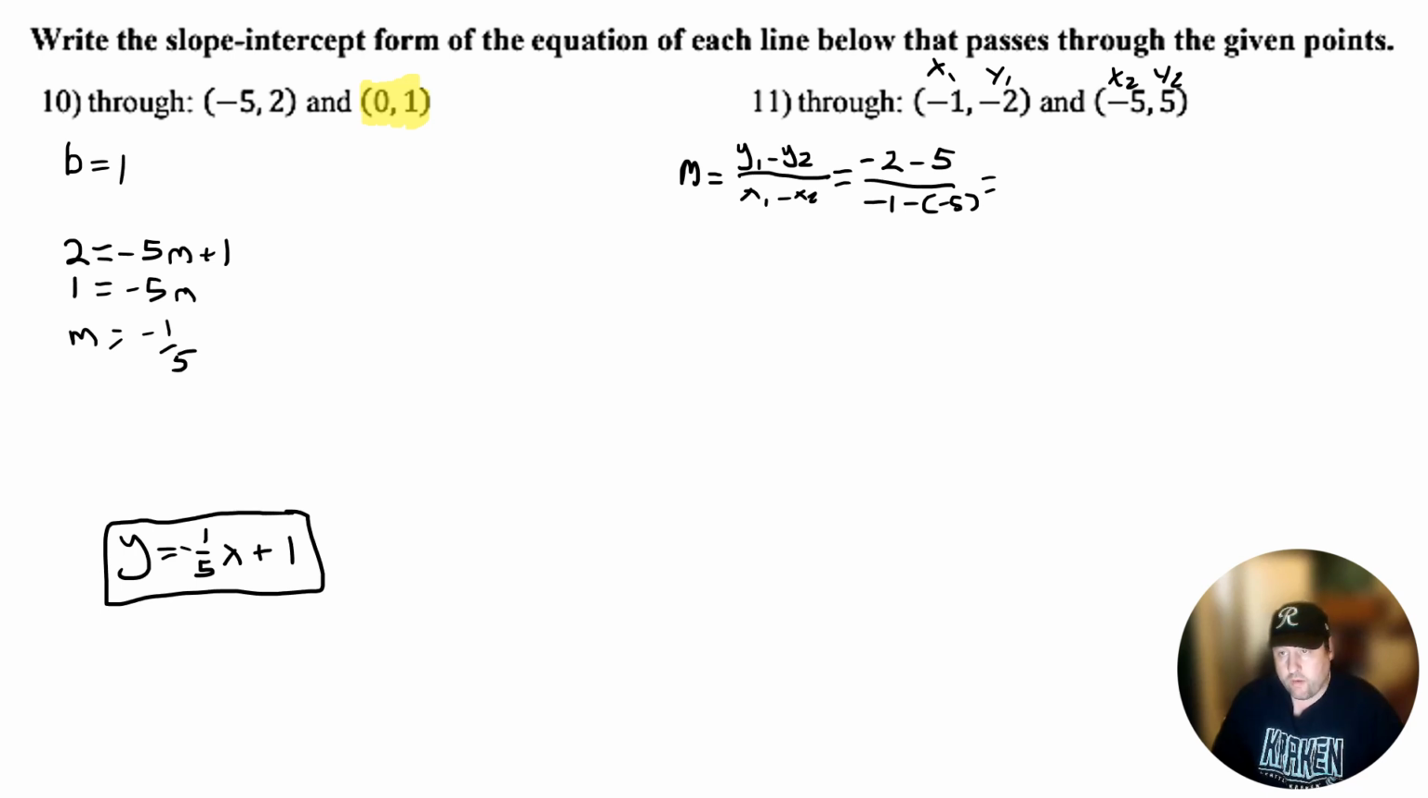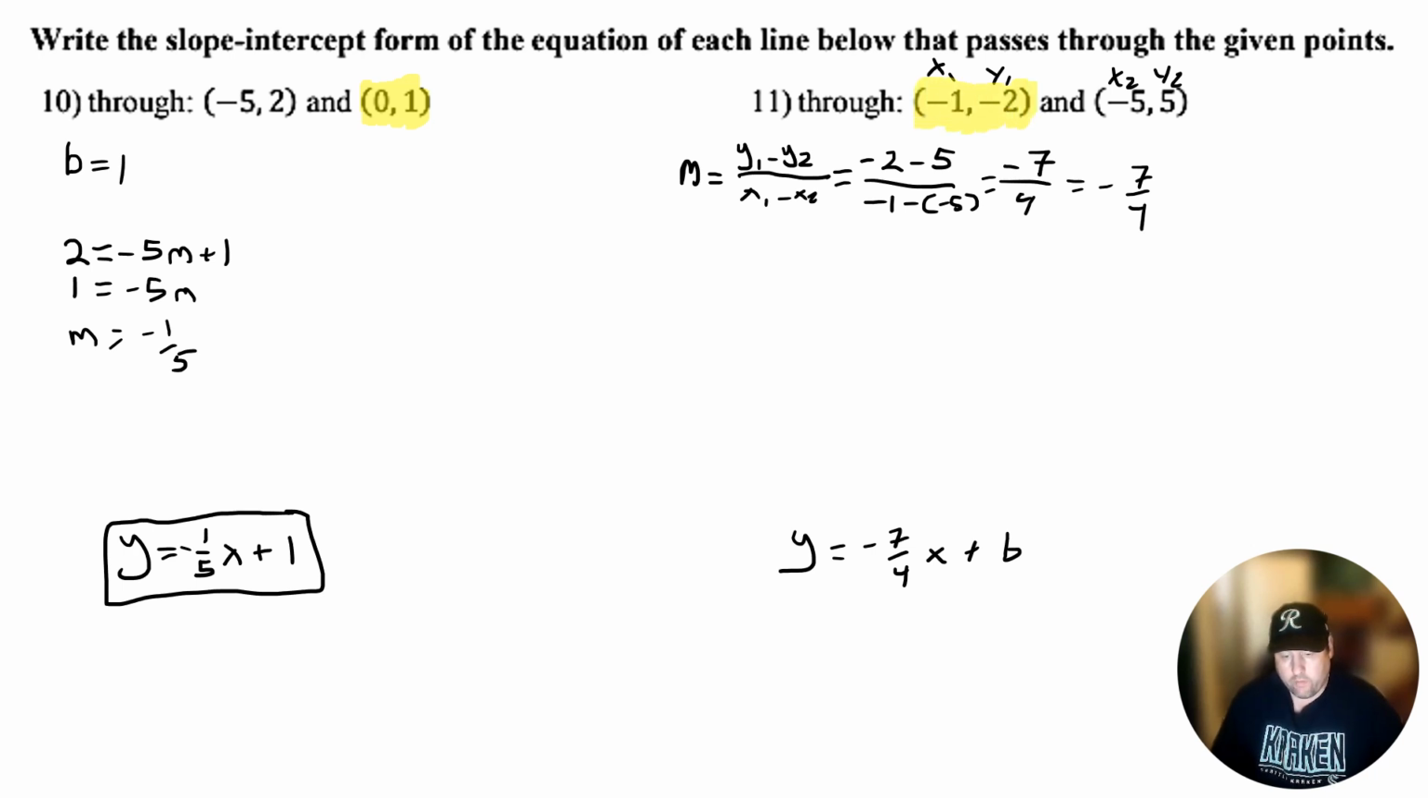Negative 2 minus 5 is negative 7. Negative 1 minus negative 5, well, minus a negative is positive. So negative 1 plus 5 is 4. So my slope is negative 7 over 4. So again, if I look at my equation, this is what I have. And so I'm going to choose one of the points. I often will choose the first point. So let's use the first point.